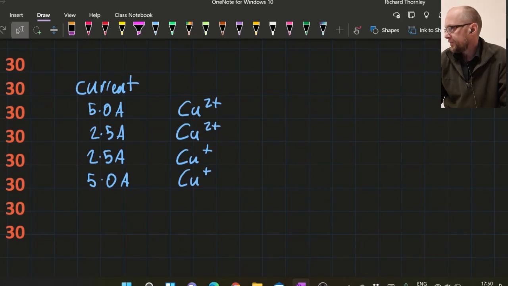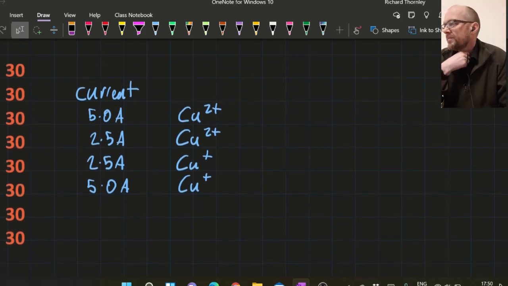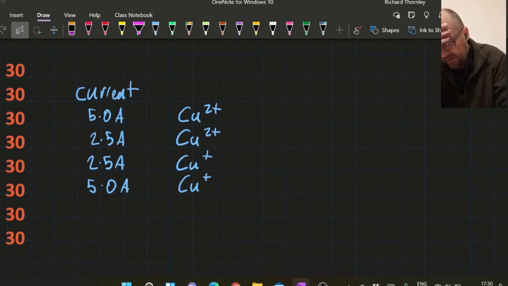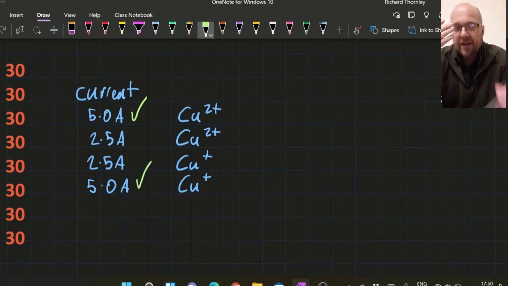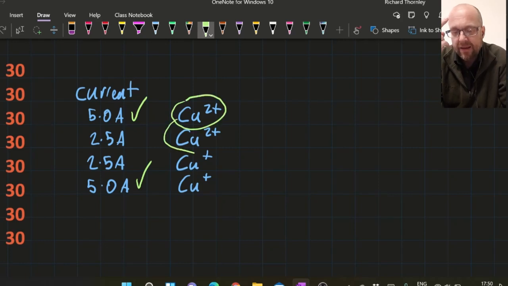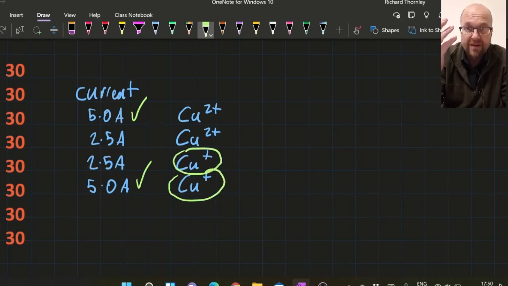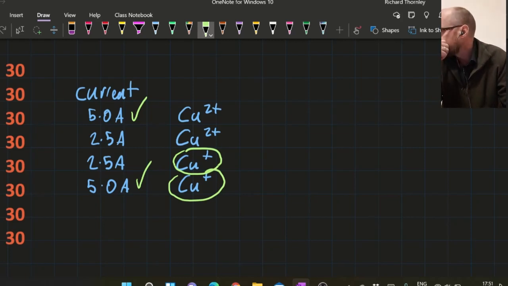30. All right then, so if I want to lay down lots of copper, more current is more copper. So it's going to be that one or that one. Now for every 2 electrons, I get 1 copper atom laid down on my electrolysis. But for every 1 electron, I get copper laid down. Oh, so that's better value for money, isn't it? So 5 amps and copper 1+, that's going to give me the most. Was that the question? The most. So 30 is D.